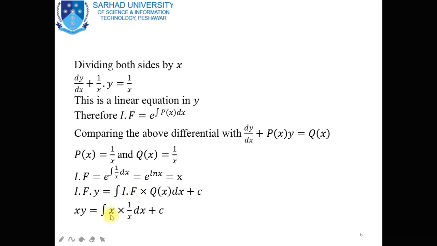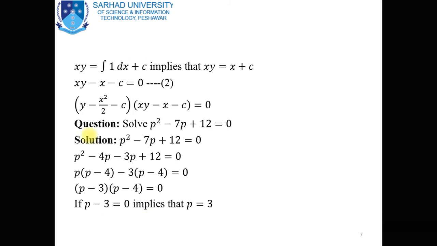So x, the integrating factor, multiplied with the dependent variable y is equal to the integration of the integrating factor multiplied by 1/x. 1/x is actually the q function. So x and x cancel. Now we obtain xy is equal to the integration of 1 with respect to x plus c, and the integration of 1 with respect to x is equal to x. So xy is equal to x + c, and this solution can be written as xy − x − c = 0. Now this is equation number 2.